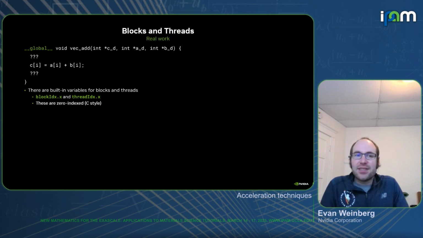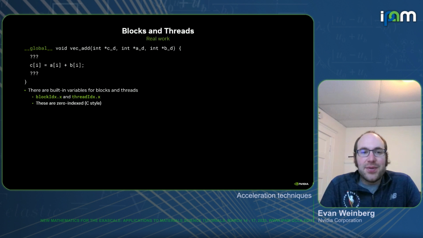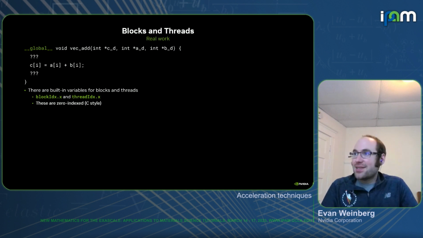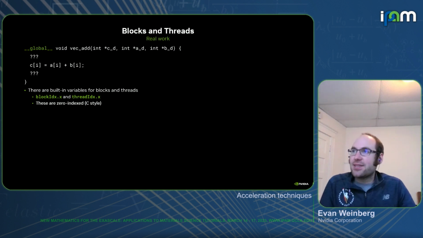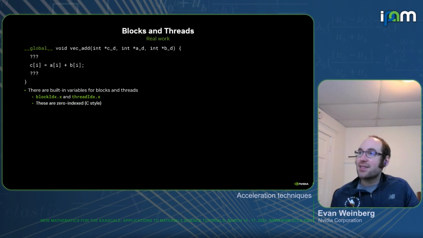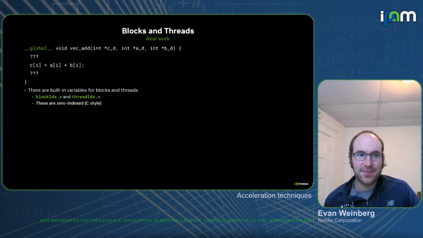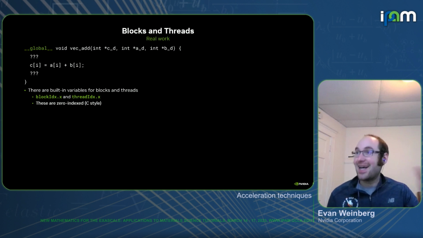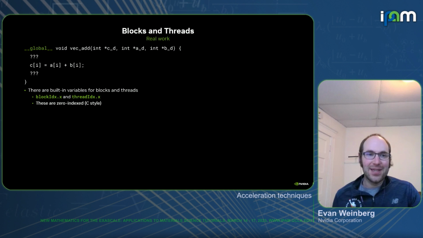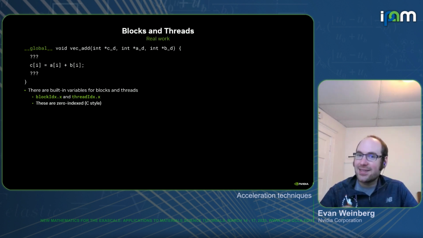So how do we take advantage of this? Threads and blocks get enumerated in some order that gets launched on a GPU. And in CUDA, there are special built-in keywords that you can use to access and index your different memory locations. So in this vector add function, that's how you get this I, your vector index. There are these built-in blockIdx.x and threadIdx.x.